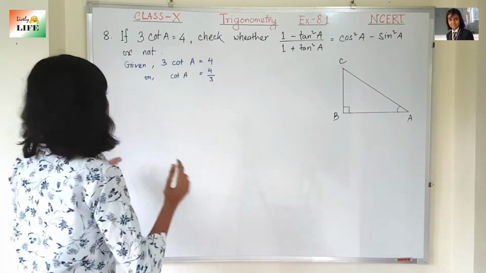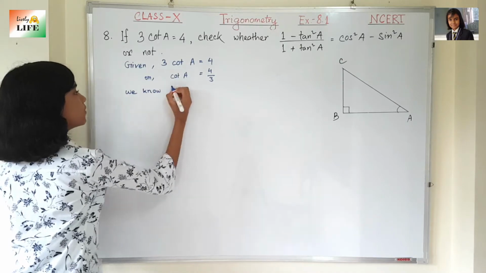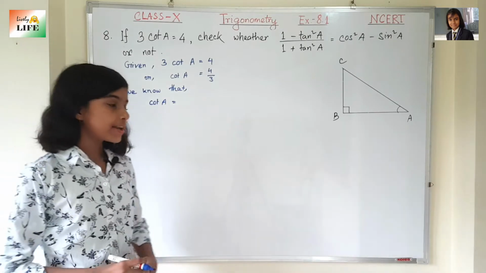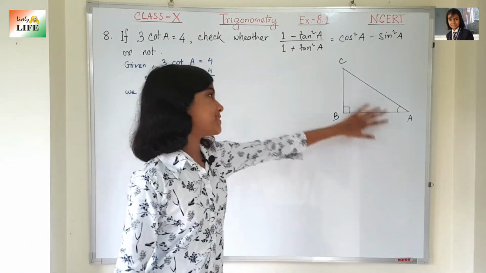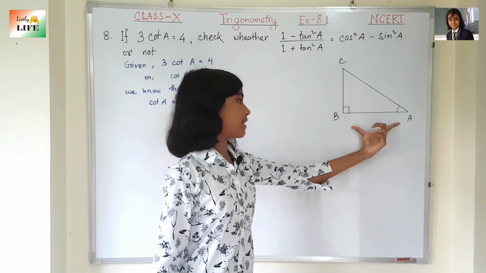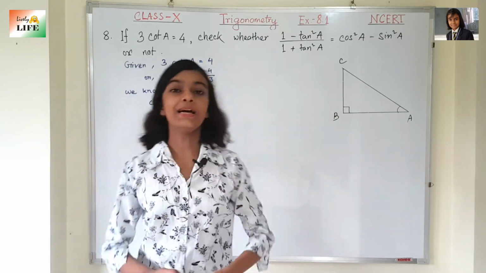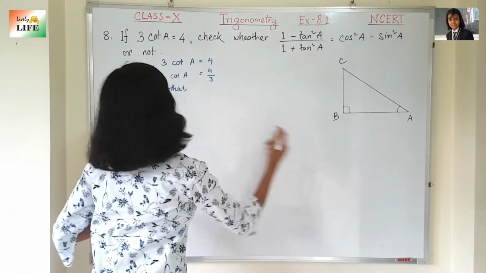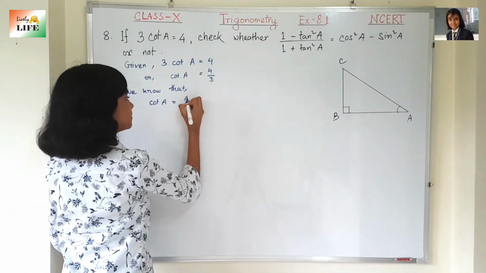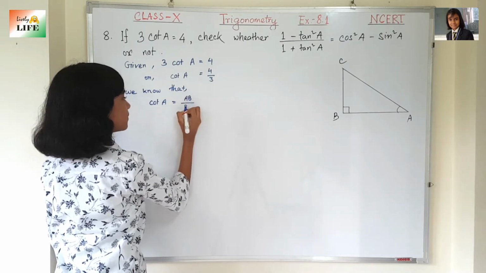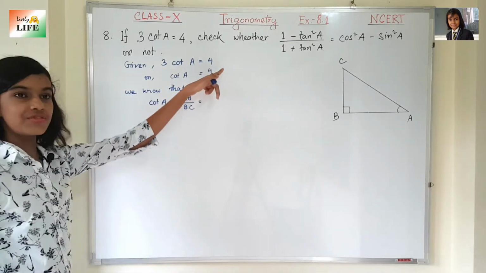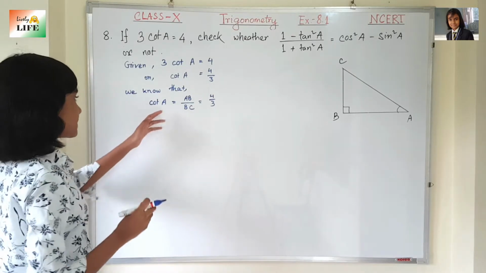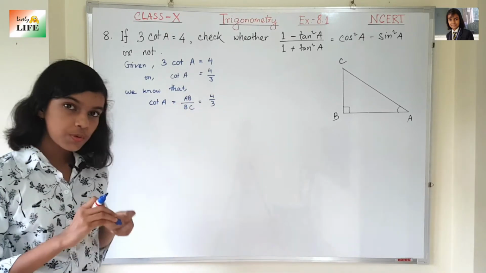So now we know that cot A is equal to base by perpendicular. AB is the base and BC is the perpendicular, with respect to angle A. So what is cot A? AB by BC. And what is given over here? 4 by 3. So we get cot A is equal to AB by BC is equal to 4 by 3.